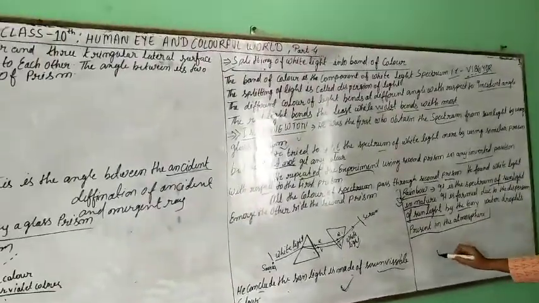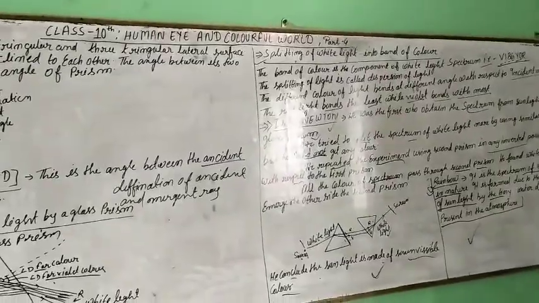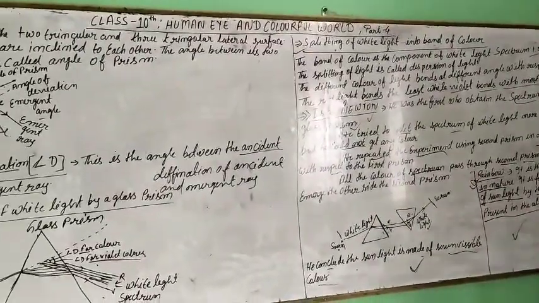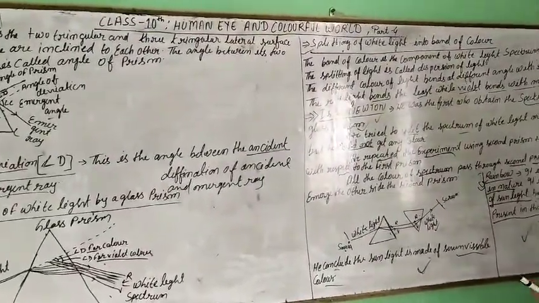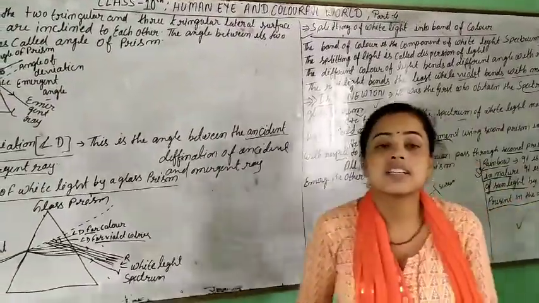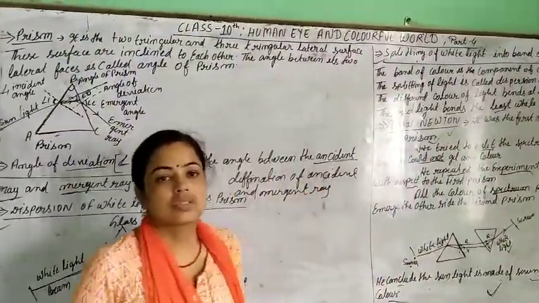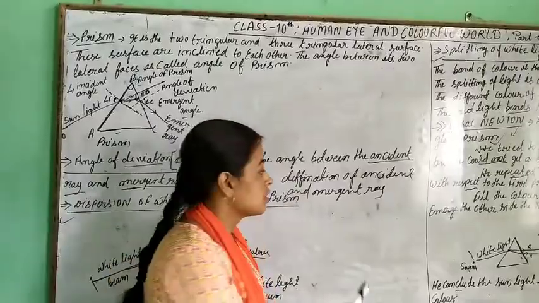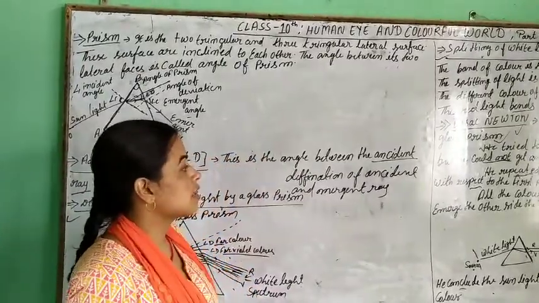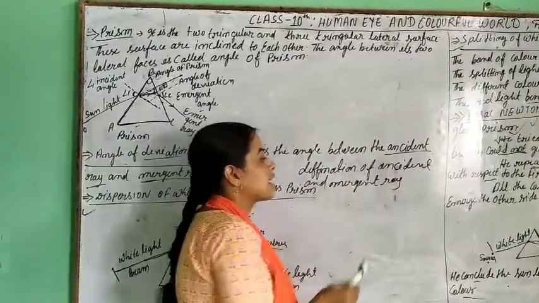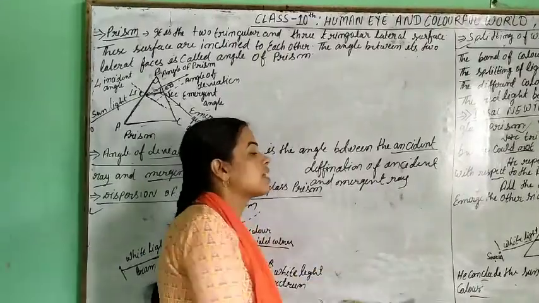So this completes this topic. In the next video, we will talk about why water droplets reflect sunlight. So your work is to write down the definitions of incident ray and emergent ray.